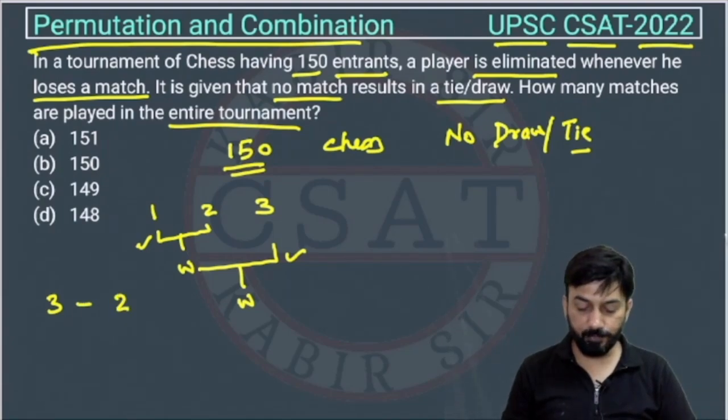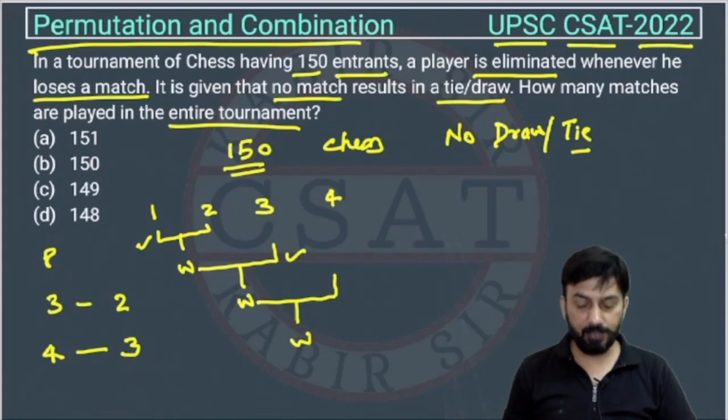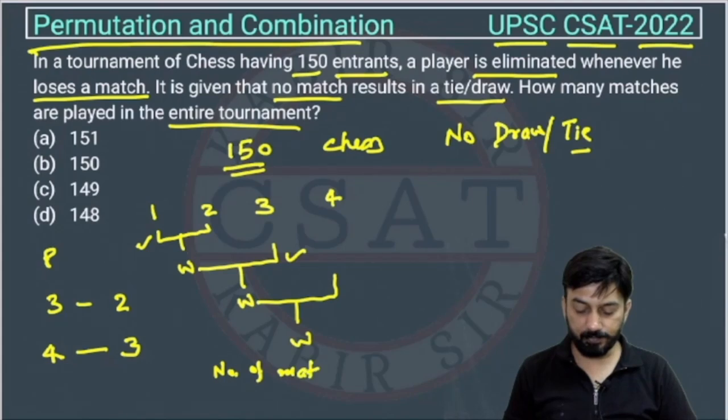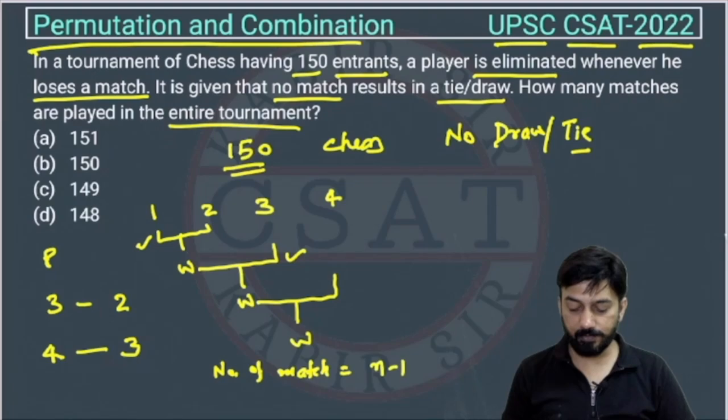Right? And suppose there are 4 players now. Now this winner will play with this one, and then the final winner will come. So how many matches are happening? First, second, third. So if there are 4 players, then the matches will be 3, right? Similarly, the matches are one less than the number of players. So if there are n players, the number of matches will be n minus 1, right?